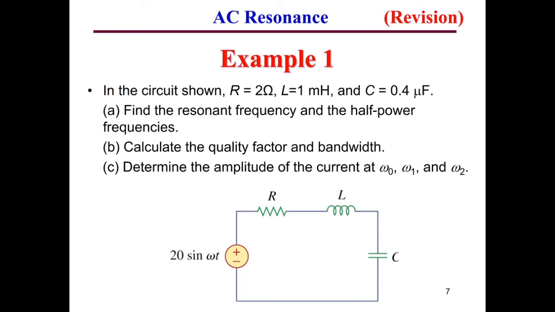So we need to find W0. We know that W0 is equal to 1 over root L times C. L and C are given. If we would like to find F0, of course we need to divide by 2 pi. So that will give us the resonance frequency. We need to find the half power frequencies, so we need to find W1 and W2.